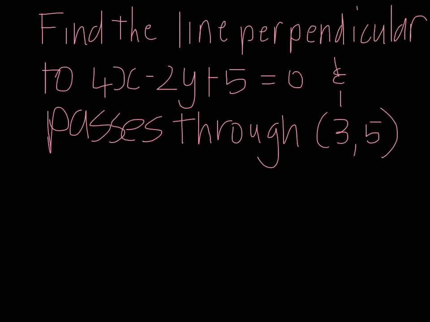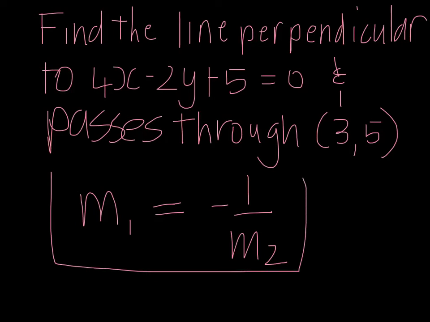if we find the gradient of the first line, the gradient of the second line is going to be the negative reciprocal. So I'll just write that down for you. If we've got the first line, we're going to call the gradient of that m1, and the gradient of the second line is going to be negative 1 over m1. If you're not sure of that, pause the video and write that down.